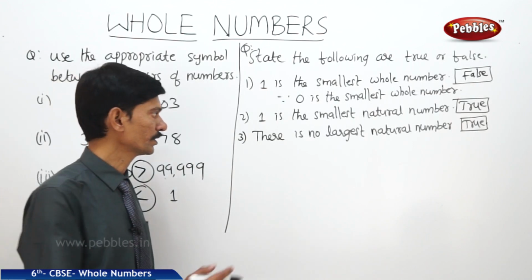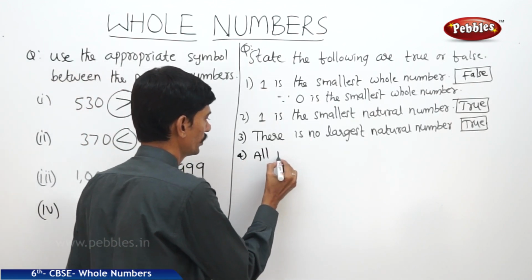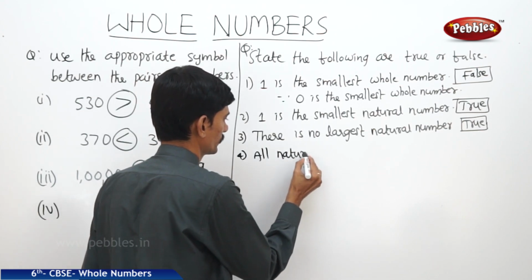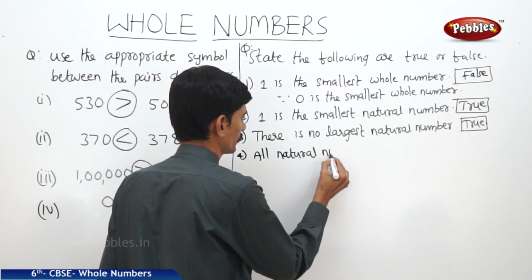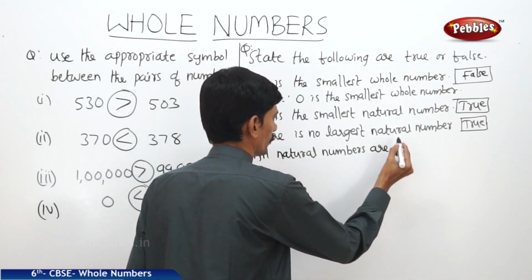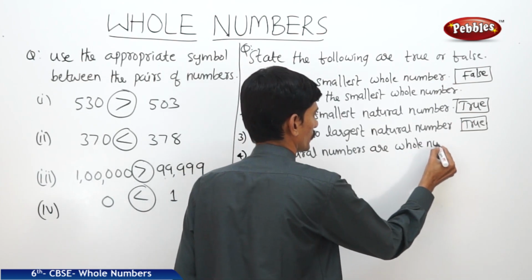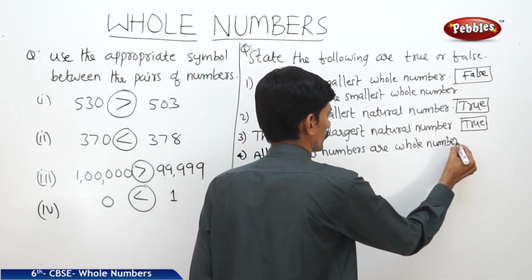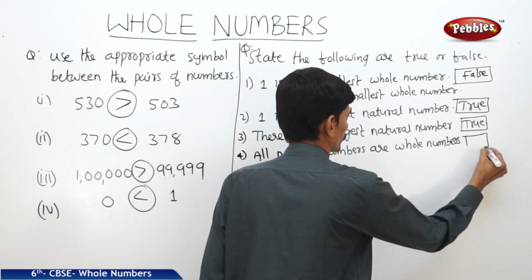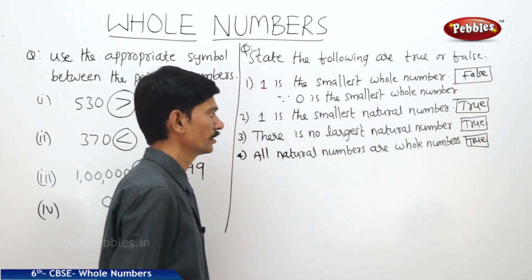Now the next statement is: all natural numbers are whole numbers. So this is also true because every natural number is considered as a whole number.